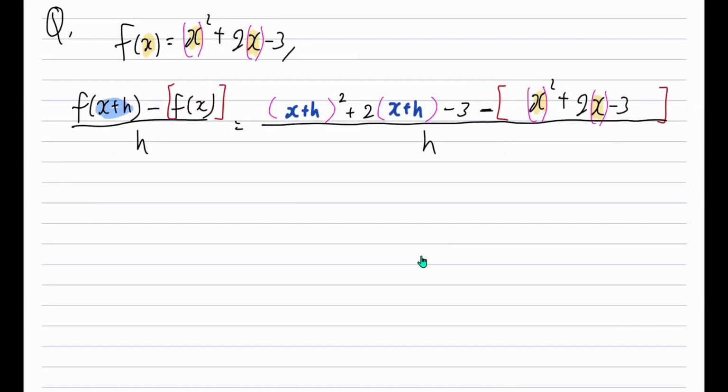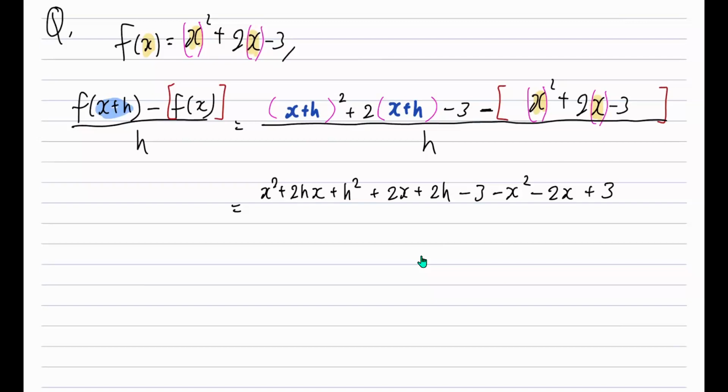Okay. Simplify this. (a plus b) bracket squared. You know how to do this. You did so many rounds of binomial expansion. Right? x squared plus 2hx plus h squared. Okay, good. Then next one is plus 2, distribute: 2x plus 2h. Minus 3 leave alone. Minus distribute, get minus x squared minus 2x plus 3. Is that okay? Change the sign.